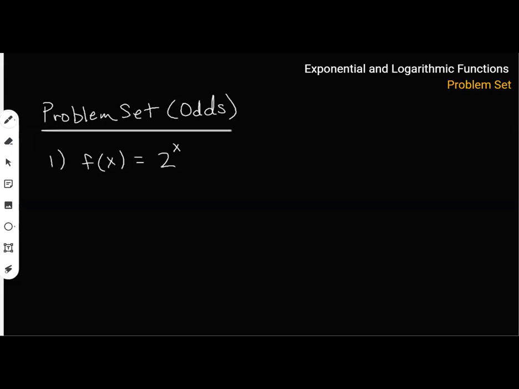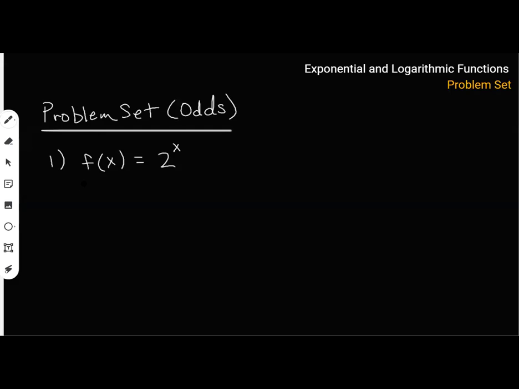All right, so today we're going to be doing the problem set for the exponential and logarithmic functions. And specifically, I want to look at the odd numbers. So we're going to be doing 1 and 3 today. Number 1 gives us an exponential function. F of x equals 2 to the x power.